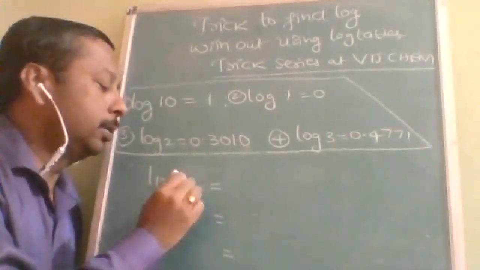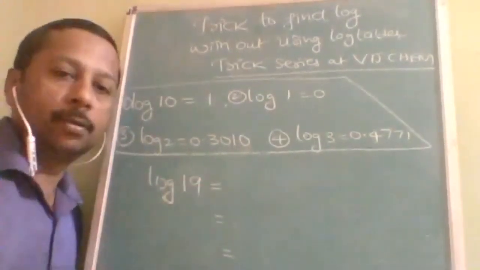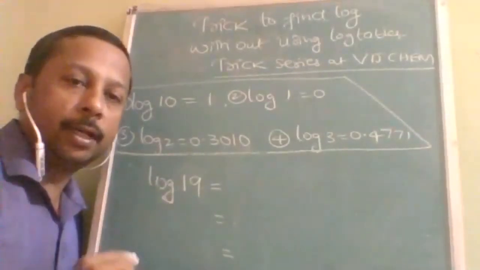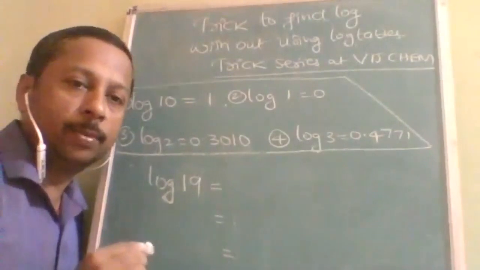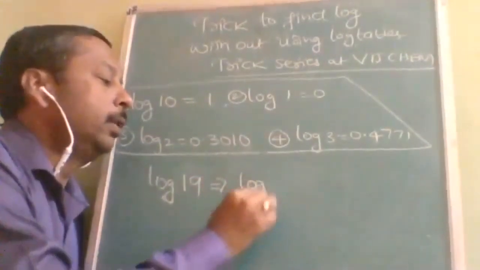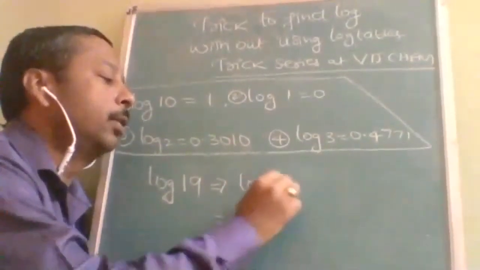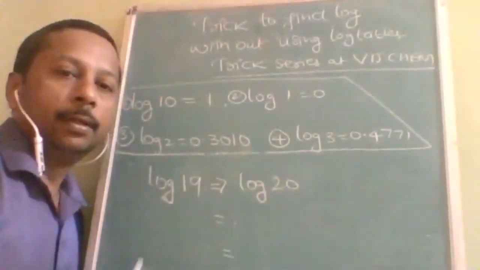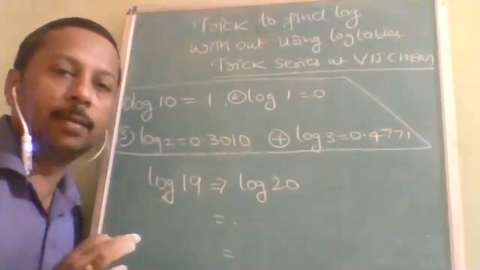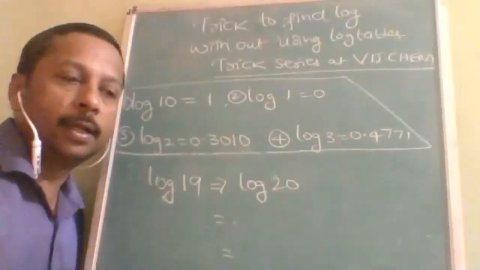Suppose log 19. So 19 is a prime number. Then I will not get accuracy; we will be losing decimal place accuracy. In that condition, what I will do is find out log 20 and reduce something. The options will not be so close that you will not get the correct answer.